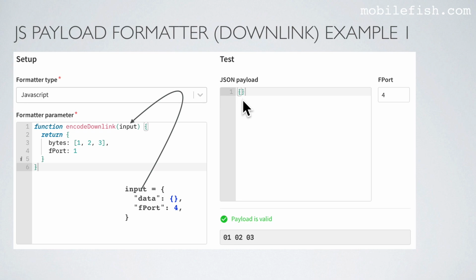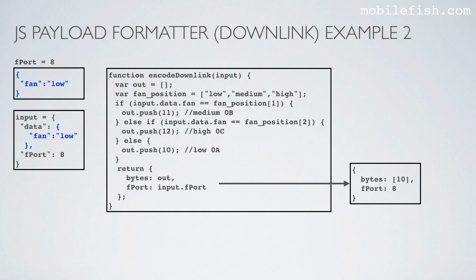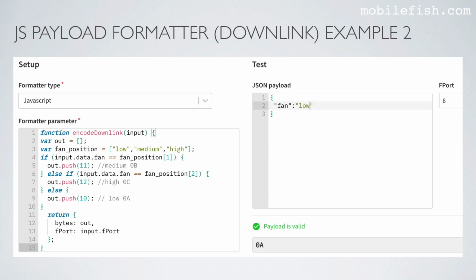If you enter an empty JSON payload, as you can see over here, this empty payload is assigned to this data key. Here is another example. Try to figure out yourself if you can get this result. This is the same example, but now using the Payload Formatter tester. Instead of 10, you will see the hex value 0A.